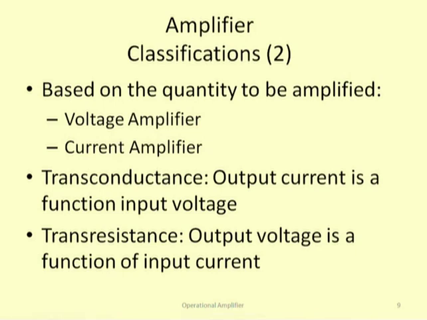Now the fourth category is the transresistance amplifier. In a transresistance amplifier, the input quantity which we are amplifying is the current, and the output quantity which we are getting is the voltage. So basically the output voltage is a function of the input current. Then that amplifier is called a transresistance amplifier.